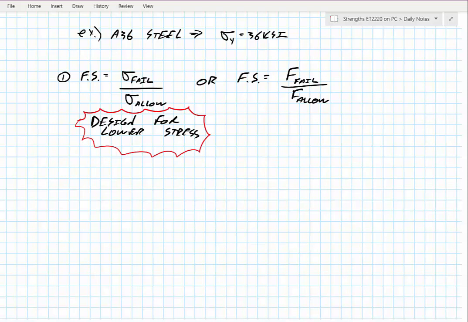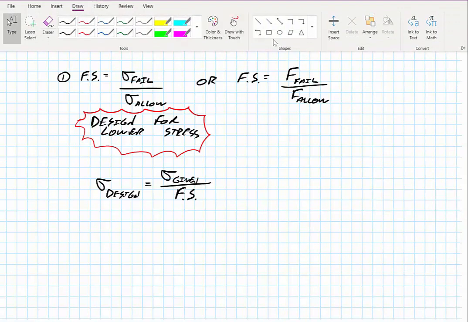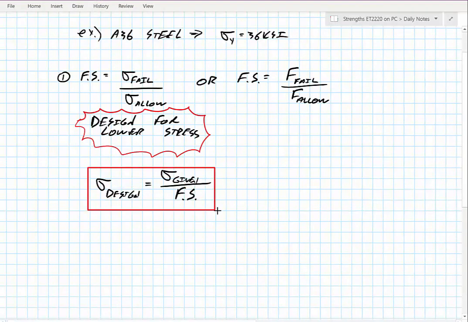Now, the way that I recommend you do this is you have your design stress. So, for instance, like I said, if it's 36 ksi, we're going to reduce it by this safety factor. Whatever type of stress we're dealing with, this would be our 36 ksi if we're dealing with A36 steel. Then we're going to divide by the safety factor. So if we wanted a safety factor of 2, then we would use 18 ksi instead of 36 ksi, or whatever material we are using. So that's one method to use.